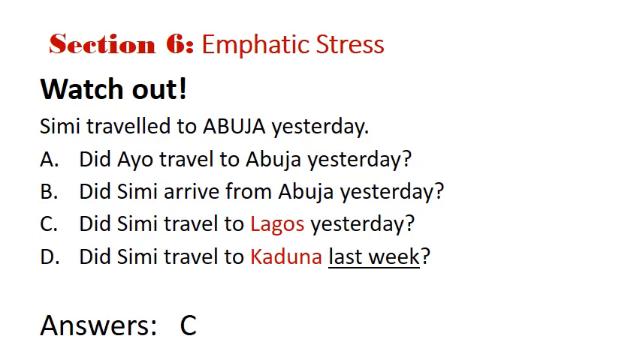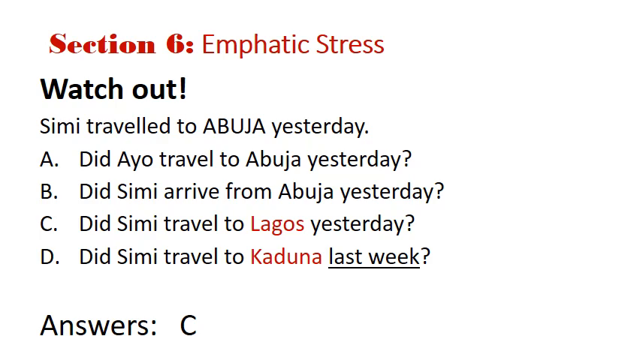Take a look at what is given on the screen. Simi traveled to Abuja yesterday. Abuja is the emphatic word. Questions are raised. For us to get the answer to this statement, it must be a statement that contains a word that is not Abuja, a place that is not Abuja. So, option A says, did Ayo travel to Abuja yesterday? We have no problem with this. Ayo is given to us. Simi was not the emphasis, so the name was not emphasized.